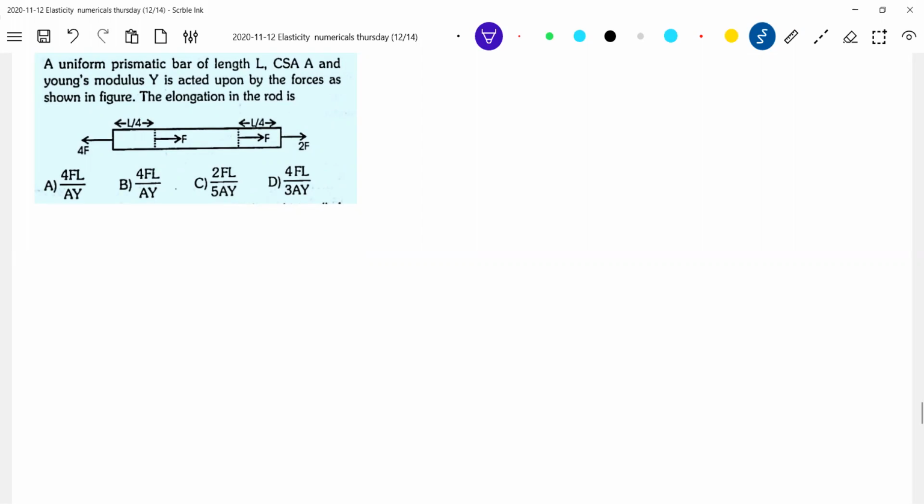Elongation in the rod is being asked. So again, it is similar to the problem we did earlier. What is the net force? It is in equilibrium, no? The rod is at rest only. Shall we break this up into three parts? The lengths are L by 4, L by 4, and the other is L by 2.